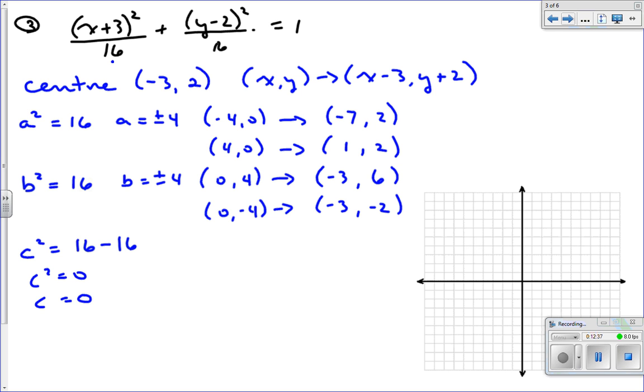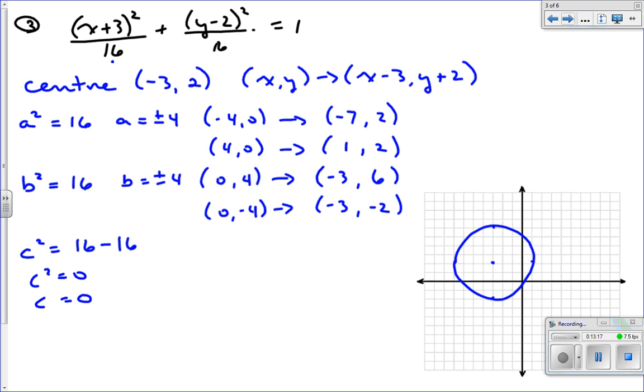So let's plot these points and then we'll see what's actually happened here. Our center is at (-3, 2), and we've got vertices at (-7, 2) and (1, 2), and we've got vertices at (-3, 6) and (-3, -2). So really what's happened is that this ellipse is neither horizontally stretched nor vertically stretched. It's actually a circle.